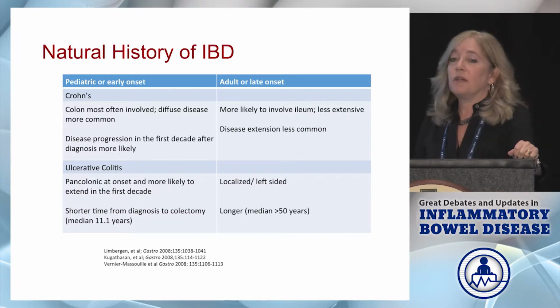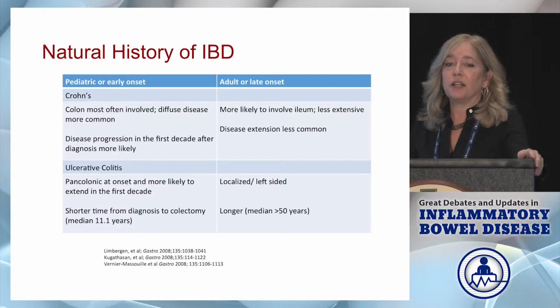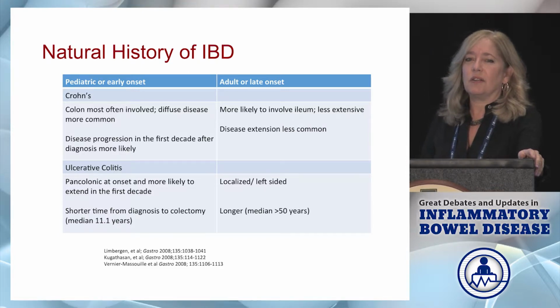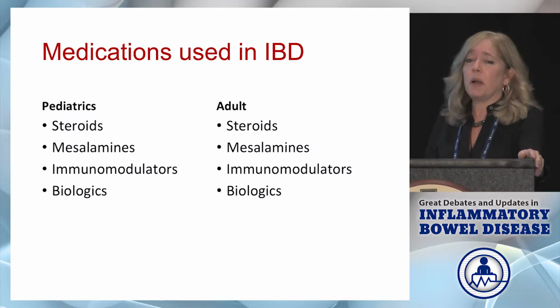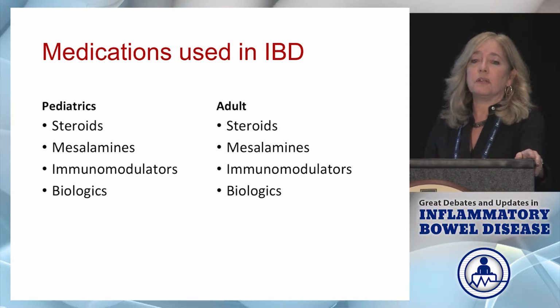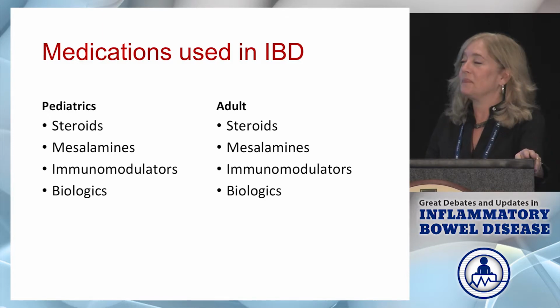And that shorter time for diagnosis, okay, kids run faster than adults, don't they? So isn't it the same thing? So aren't they all alike? What about medications? Oh, peds, we use steroids. Adults, they use steroids. Should be the same. Mesalamines, yeah, we use it. So do the adults. Immunomodulators, yeah, we use that too. So do the adults. Biologics, sure. So aren't we all the same?